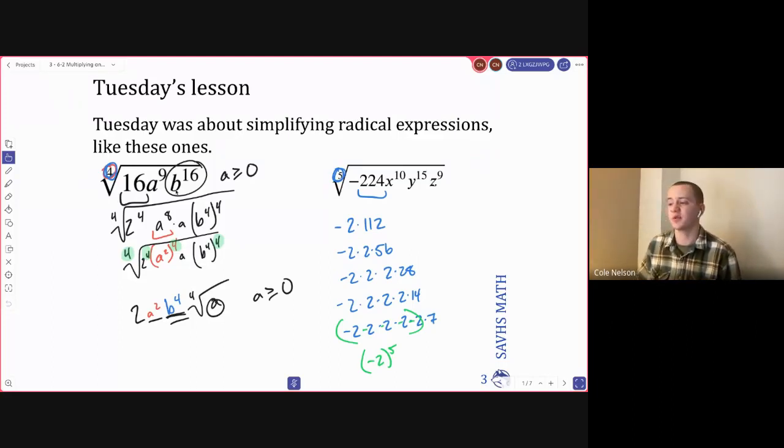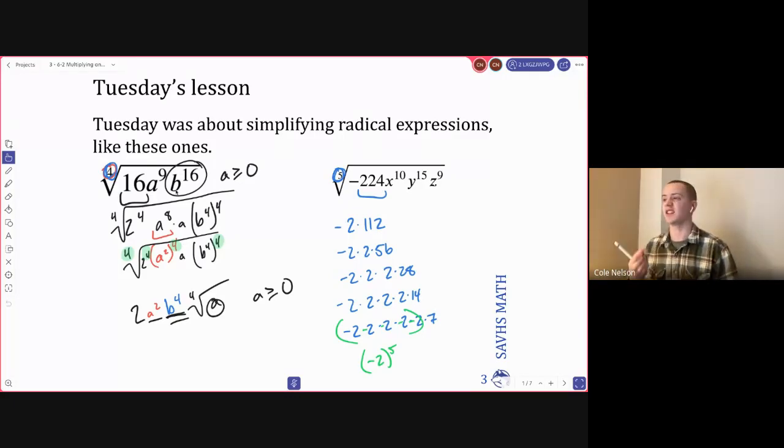So that's where I would go with that. I would start breaking it up. I would just be looking for how can I make factors of 224 work for me? What am I looking for? I'm looking for something to the fifth. So I need to just start breaking it apart and see what I see.